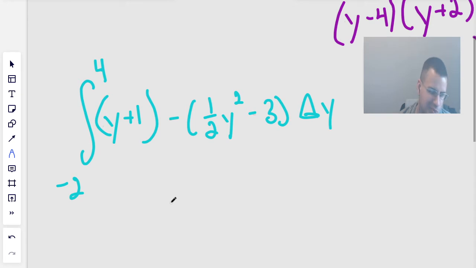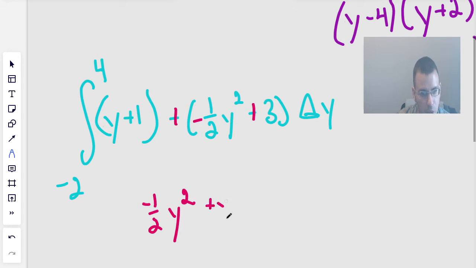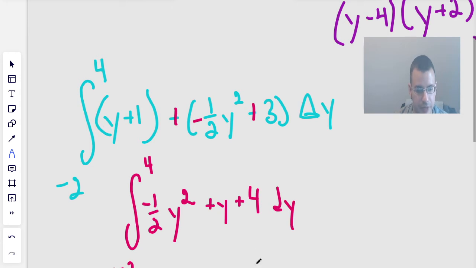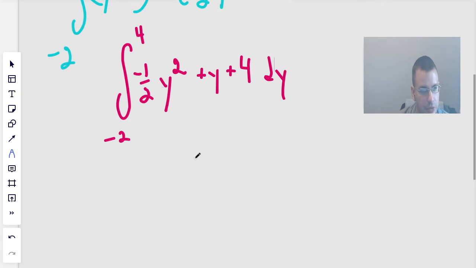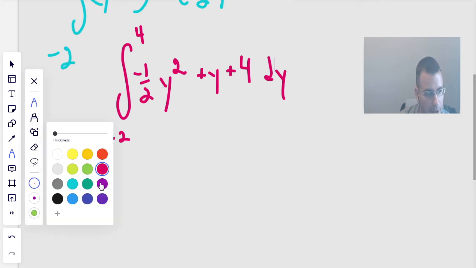For what we're doing, same idea. All right, so I'll distribute this negative. I'll say the integral of negative 1/2 y squared plus y plus 4, integrated from negative 2 to 4 dy. All right, so we got that part. Seems reasonable, almost plausible. Now we're going to do some math.